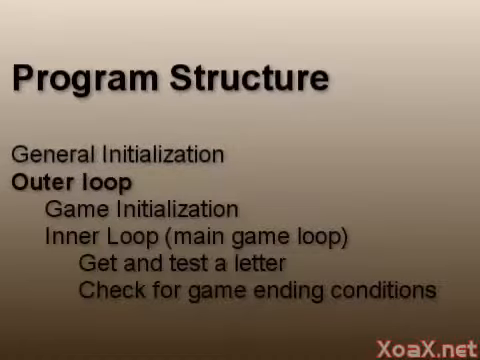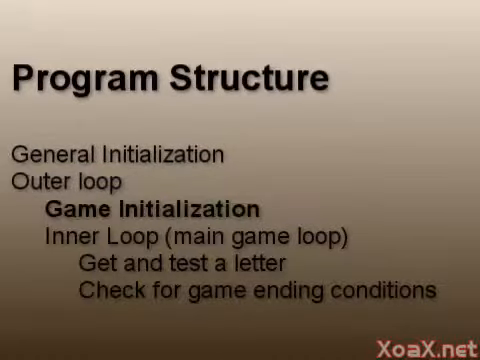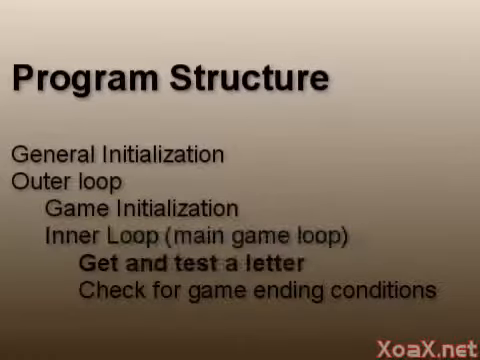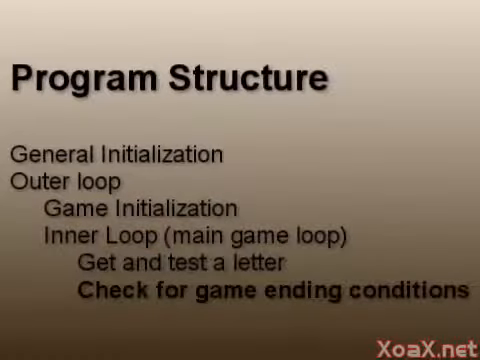Then we have the outer do-while loop, which runs once per game. Inside this loop, we initialize the game variables. For example, this is where we randomly select the word that is to be guessed. Next, we have the inner game loop. This loop runs once per turn until the game is over. So this loop performs turn-based tasks like testing guessed letters and checking for end-of-game conditions.